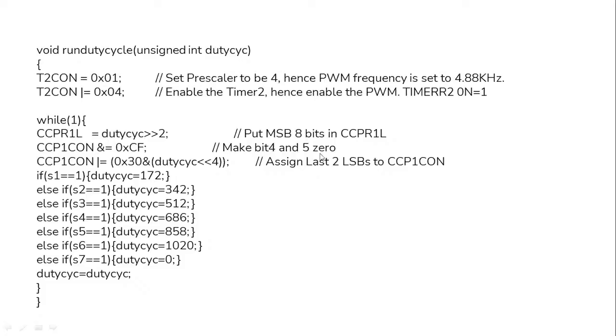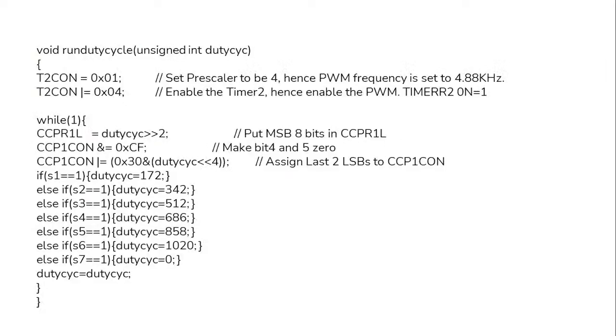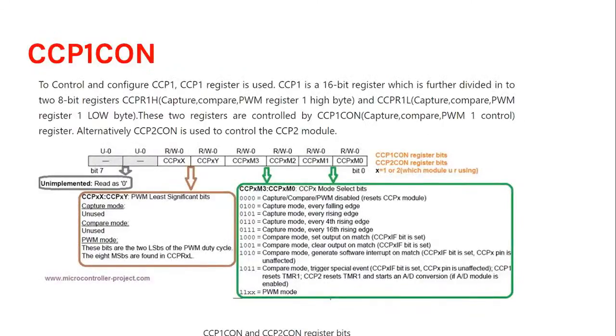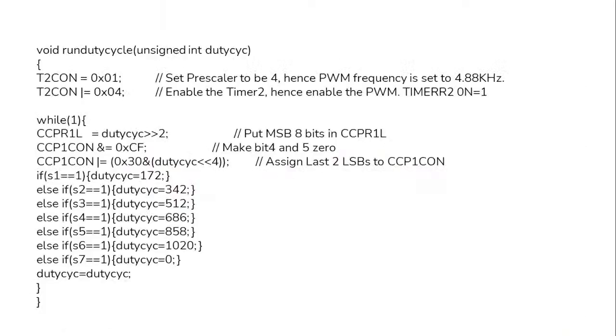And in CCP1CON, I have loaded bits 4 and 5 as 0. Okay, CCP1CON bits 4 and 5 are 0. This one, this is 0. And load the CCP1CON as duty cycle registers, assigning the last two LSBs to CCP1CON.